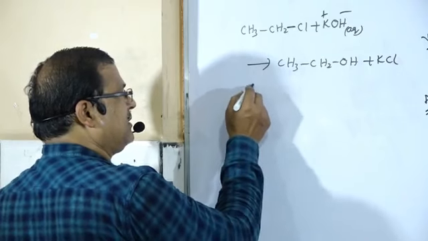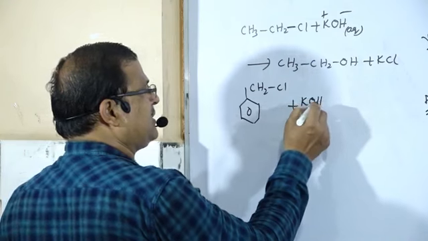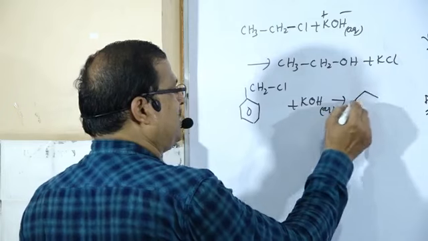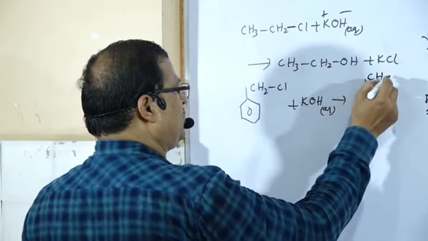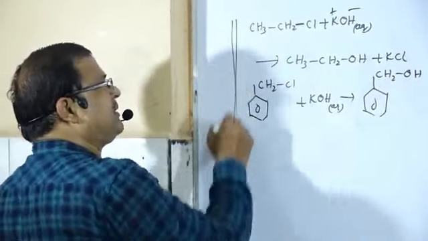Similarly, if we take benzyl chloride, C6H5CH2Cl, plus aqueous KOH, it gives rise to benzyl alcohol, C6H5CH2OH. This reaction takes place.